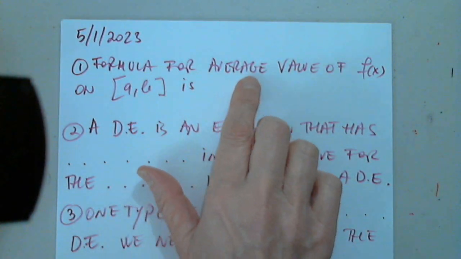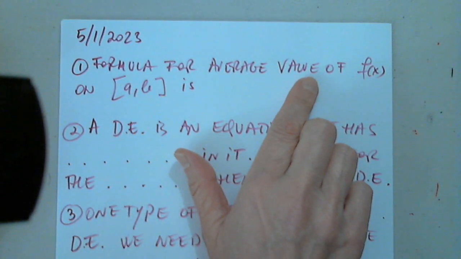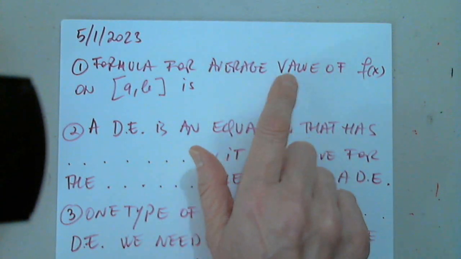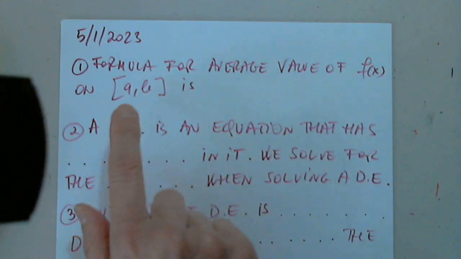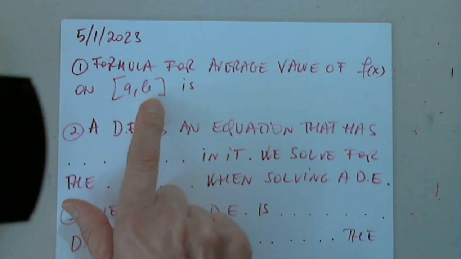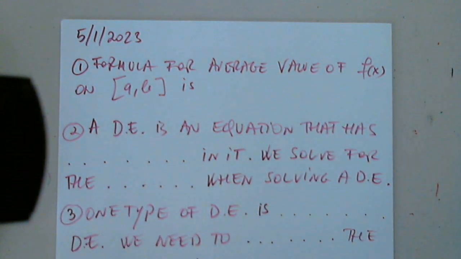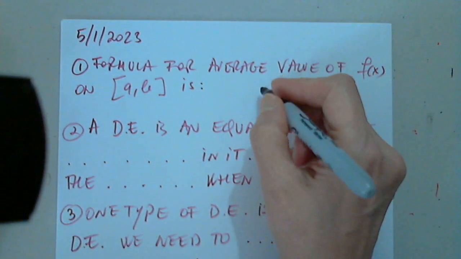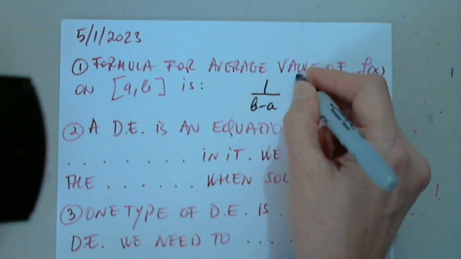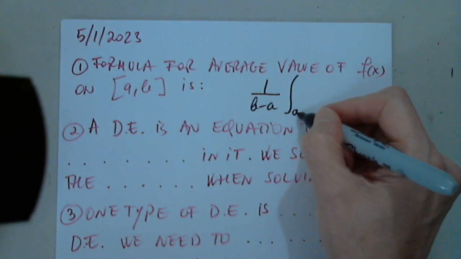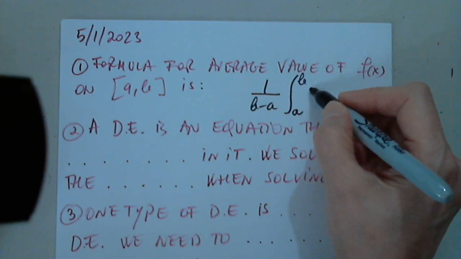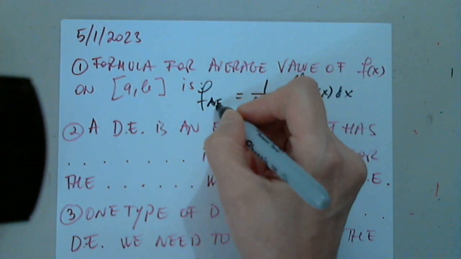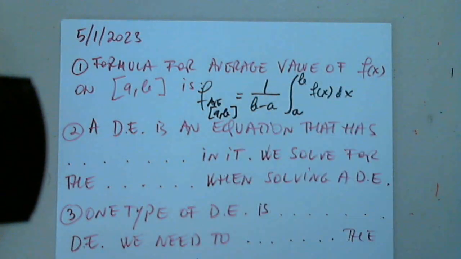Again, the formula for average value, not the average rate of change, but the average value of a function on a given interval a to b, is 1 over b minus a times the integral from a to b of f of x dx. So this is f average on the given interval a comma b. Awesome, thank you.